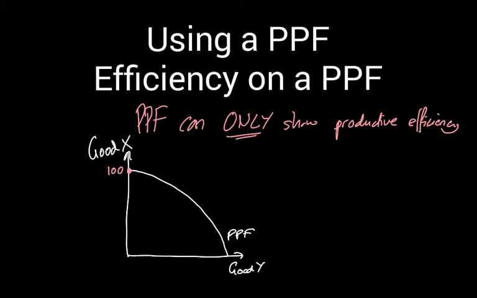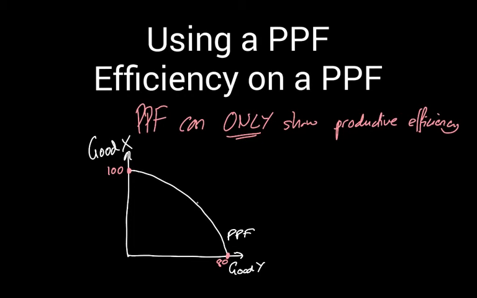At the other end of the scale, we've got good Y, and obviously producing down here will mean that we are producing as much as we possibly can of good Y. We are allocating all of our resources to the production of good Y. Let's say that enables us to generate 80 units of good Y. That is productively efficient. What about the areas on the line in between?